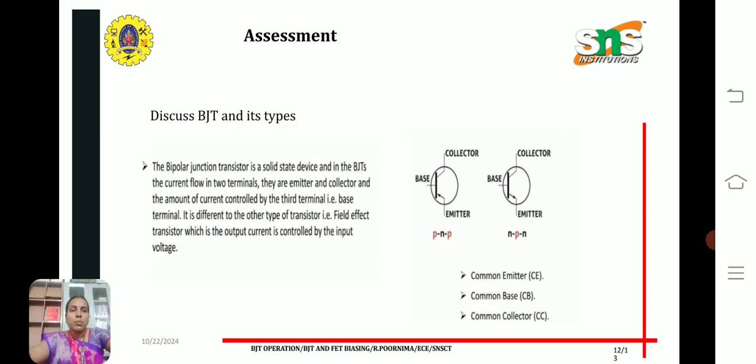Let's take the assessment. Discuss the BJT and its types. We have discussed that the bipolar junction transistor is a solid state device. The current flows between two terminals, emitter and collector, and the amount of current is controlled by the base terminal. It is different from the other type of transistor, the field effect transistor, in which the output current is controlled by the input voltage. Here are the symbols of the PNP and NPN transistors.